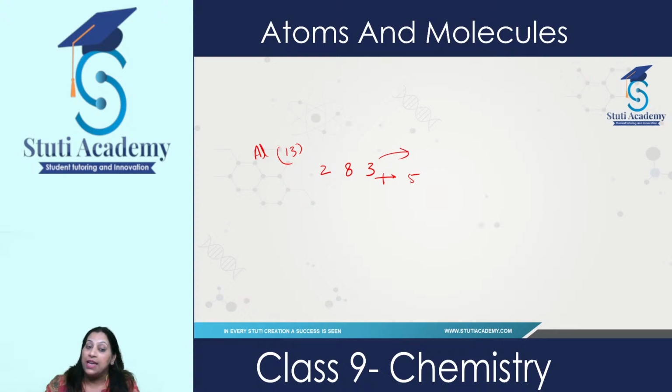Okay, yes. We always go for the smaller number. So here, losing 3 electrons is much easier because it needs less energy. So this aluminium loses 3 electrons and its valency is 3. So here it is losing.